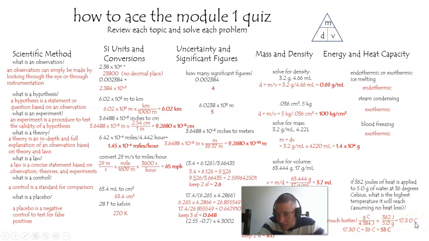Oops, that's not what they asked. They said the highest temperature it will reach. It started at 36. It got 17.3 higher. The answer is 53. Since this number is only accurate to the whole number, we're not going to say 53.3. We're only going to round it to the nearest whole number. That's the rule for adding numbers. And the final answer is 53 degrees Celsius.